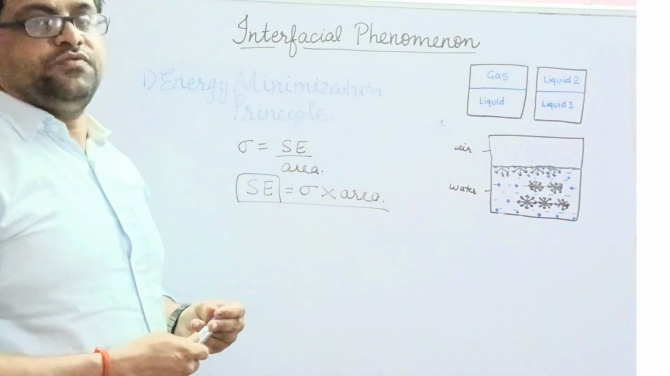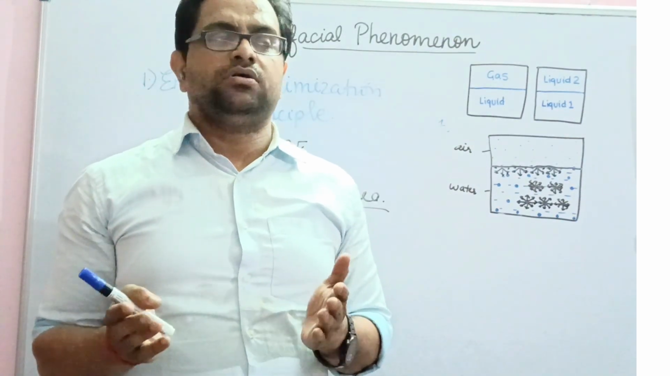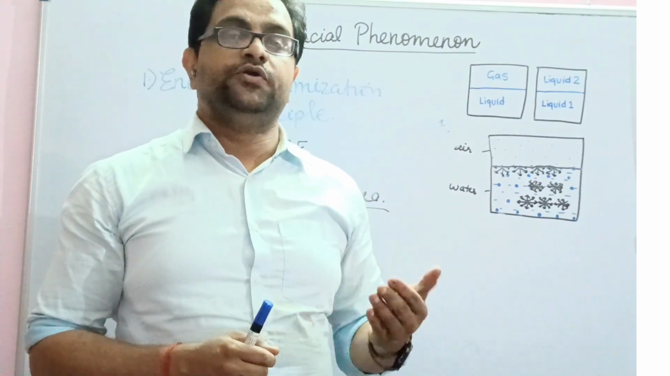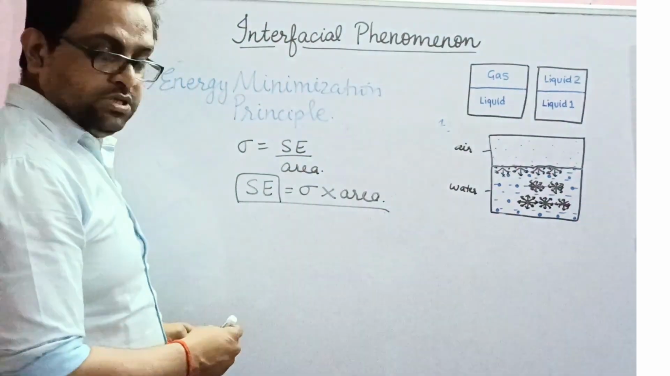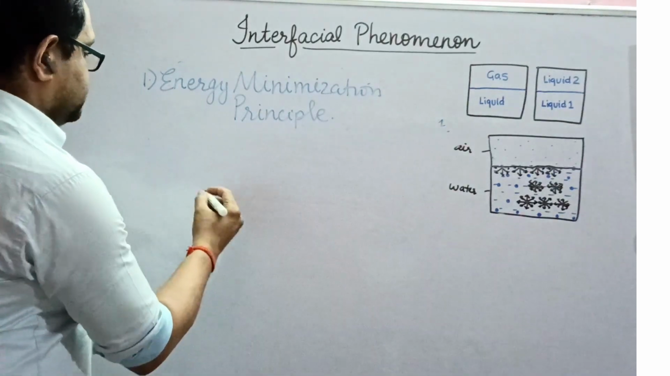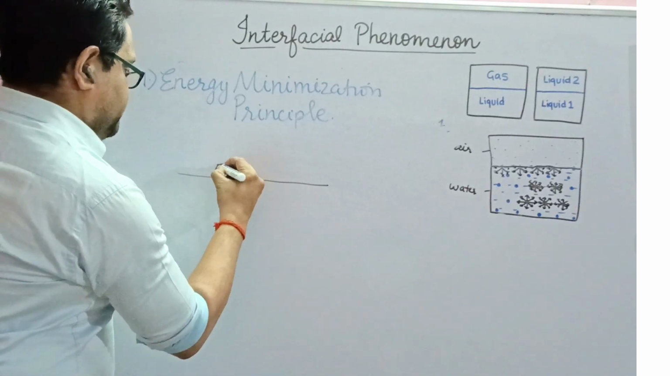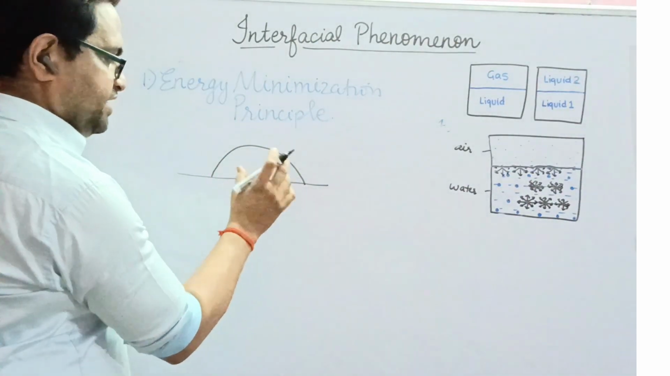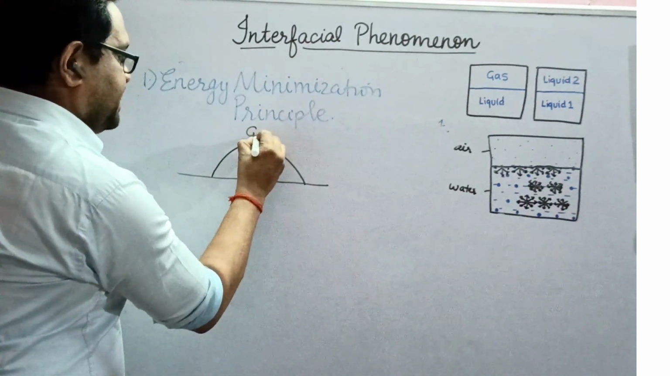Also associated with this, we have one more effect, which is the wetting and non-wetting of surfaces. Some liquids like water tend to wet the surface, but some other liquids like mercury do not wet the surface. So let us see. Suppose we have a liquid droplet like this formed on a solid surface. Here we have three phases. This is the liquid phase, this is the solid phase, and this is the gaseous phase.